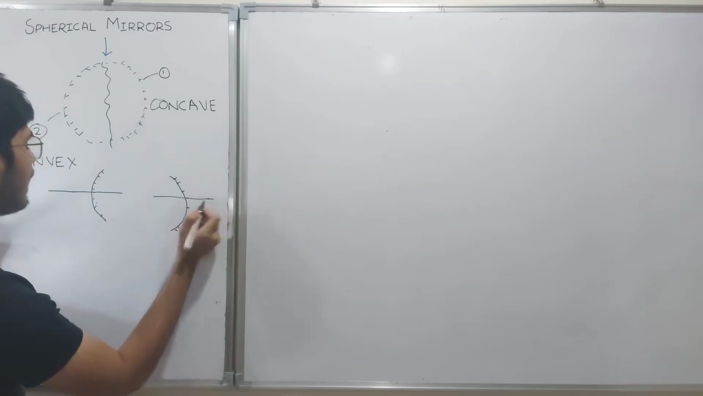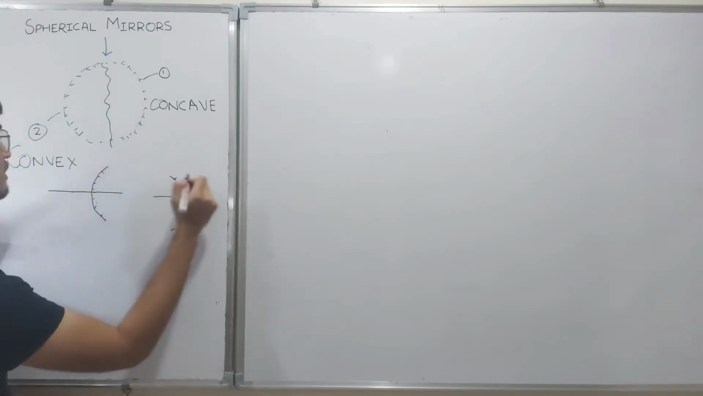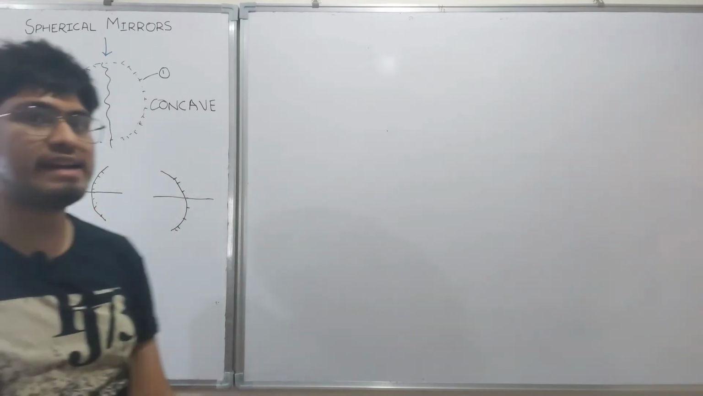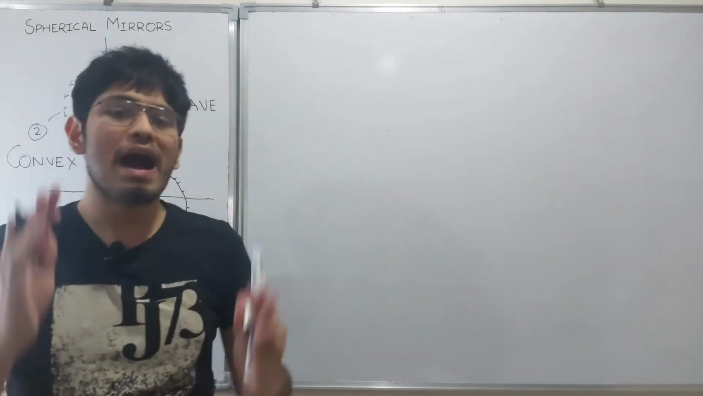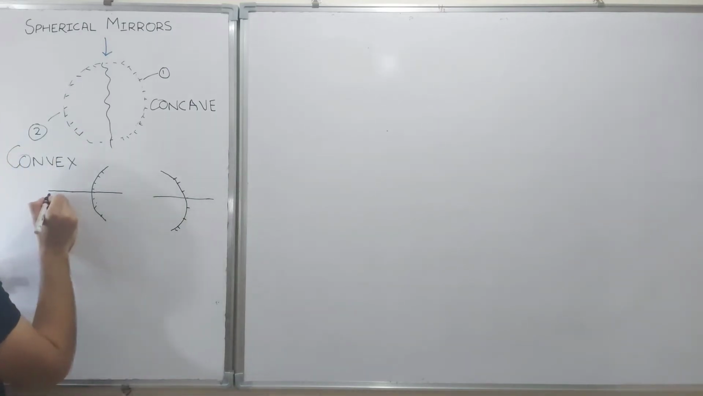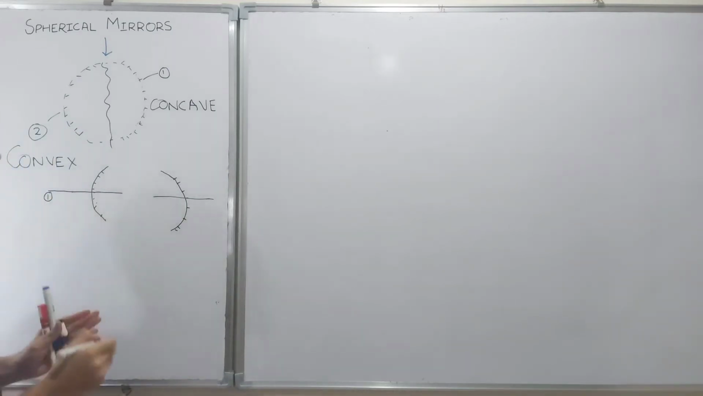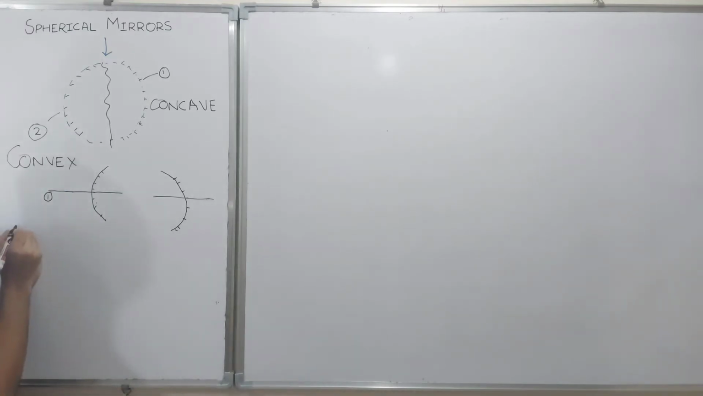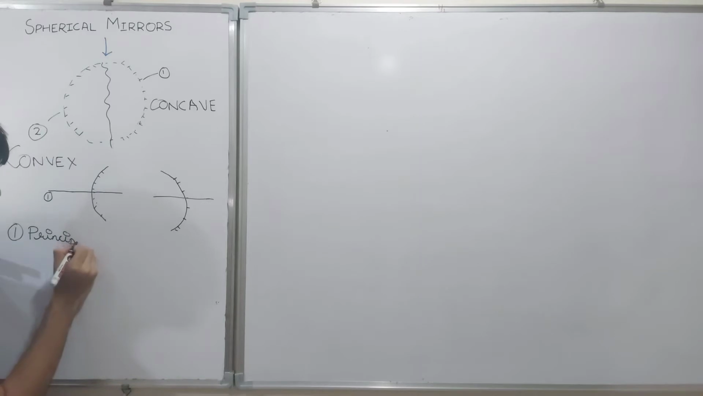Why am I drawing this line? Because this line, which passes through the center of the mirror, is known as the principal axis. So the first terminology that we get is the principal axis. I think I should write all the terminologies over here. So the first terminology is the principal axis.